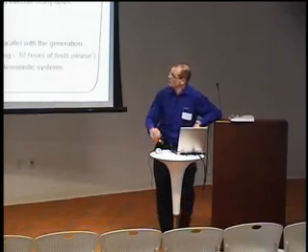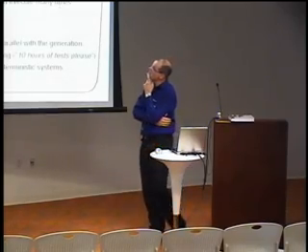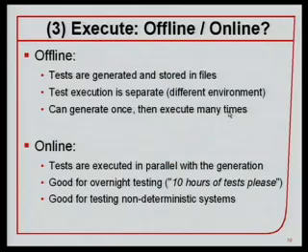Then, of course, we want to actually execute these tests. There are 2 ways of doing this, offline or online. And I guess the distinction's pretty obvious. In offline, we can generate the tests and store them in a file as just a sequence of commands or as code. We can then take that file and execute it on a different machine, execute it later, or put it into our test management suite and run regression tests every night. So the generation and the execution are separate.